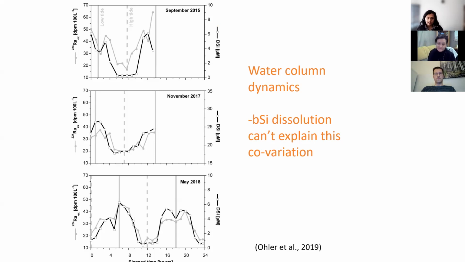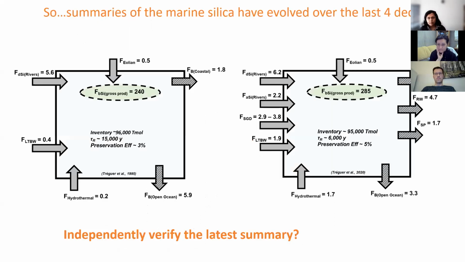These profiles can't be explained by biogenic silica dissolution alone. I think this is yet another piece of evidence, this concomitant release of radium-224 and dissolved silicon, that shows that you have lithogenic material that's dissolving in this mixing zone, and that this input is a real net input, not a recycling source.